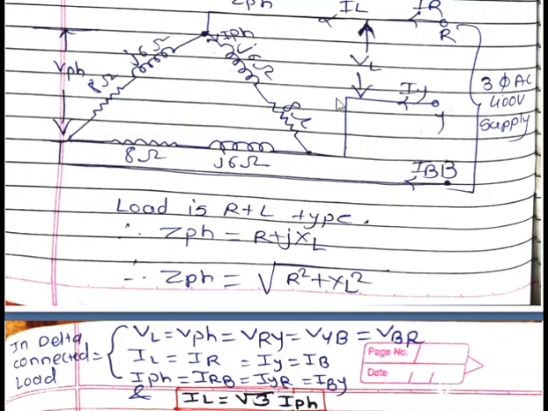Current IY also has two different paths. That is, one path flows through the Y impedance, that is Z2 impedance, and one path passes through the Z1 impedance. Current IB also has two paths. One path passes through the Z2 impedance and one path passes through the Z3 impedance.